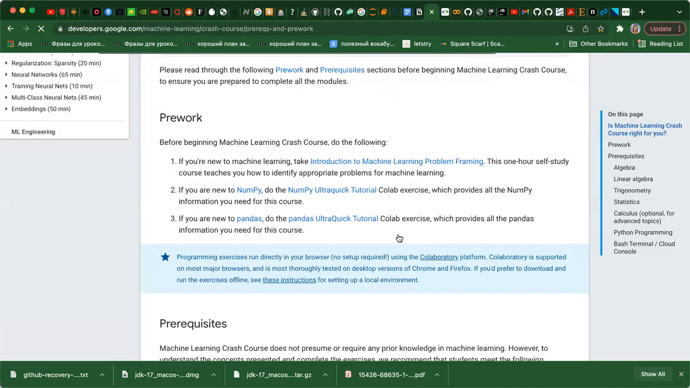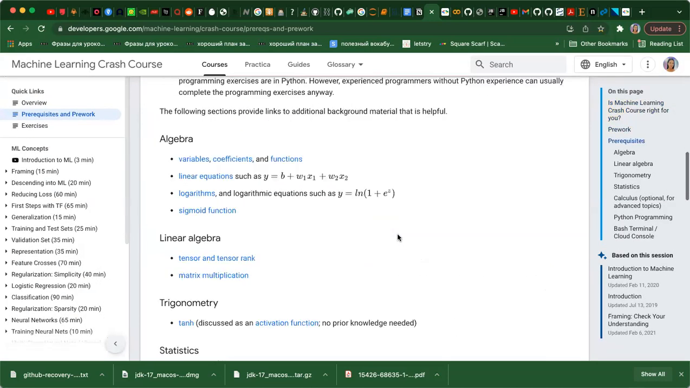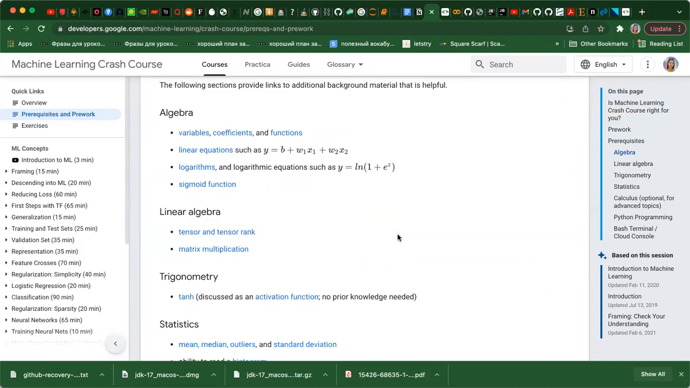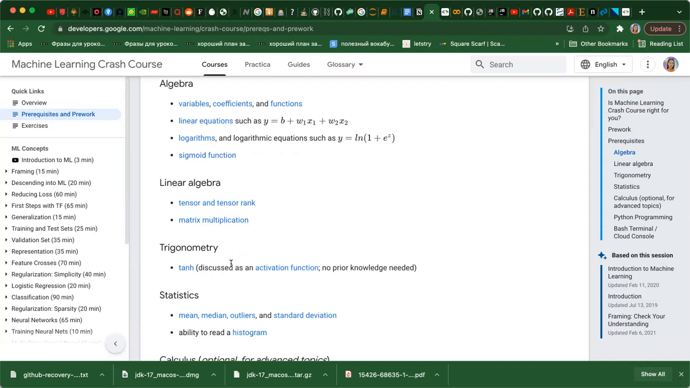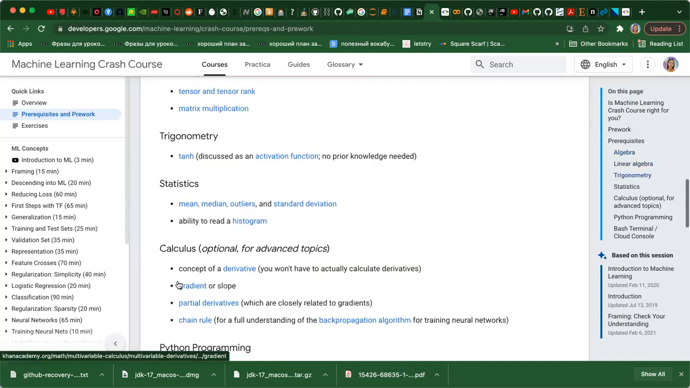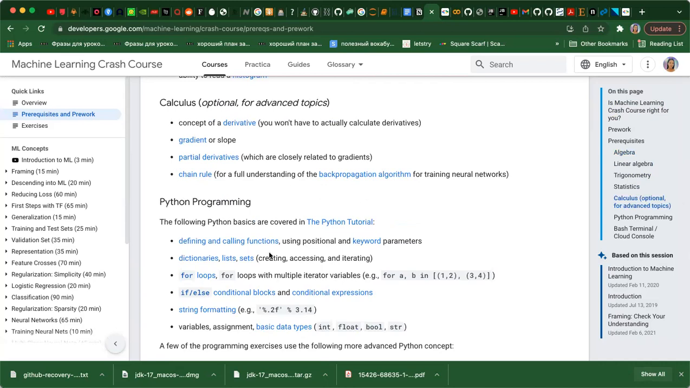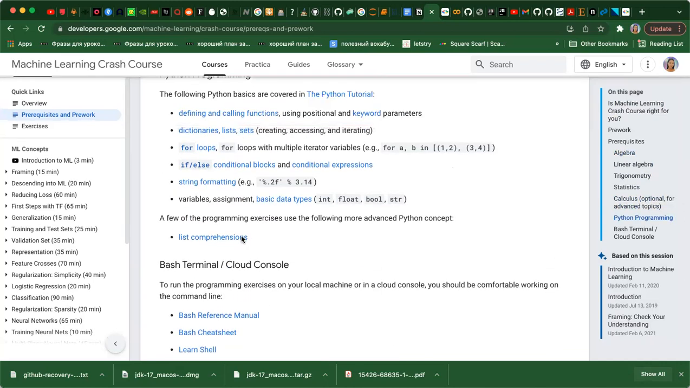So for our prerequisites, we need to have some good knowledge of algebra. And these are the topics listed here that if you don't know, you should study on your own, or you should just look through and refresh your knowledge. Some knowledge on trigonometry, statistics, calculus, Python programming, and some basic terminal handling.